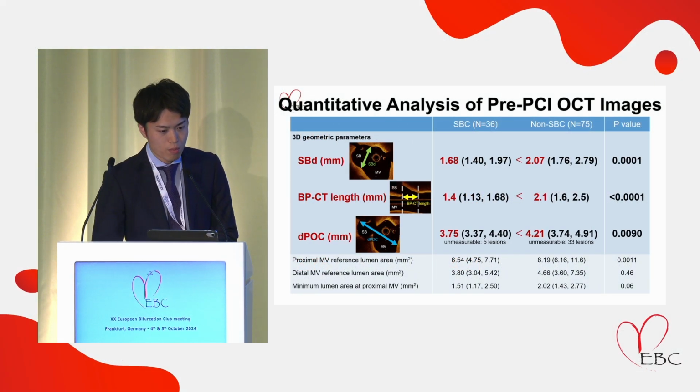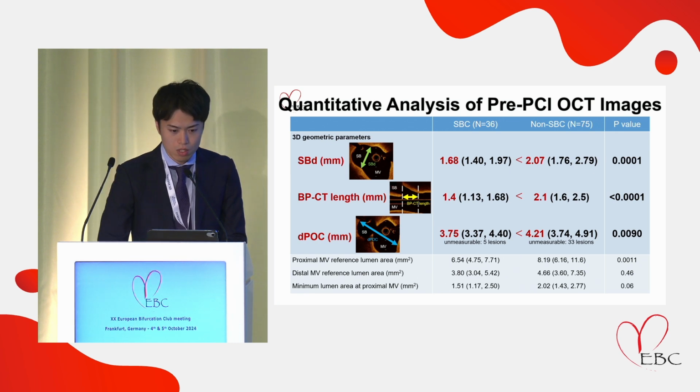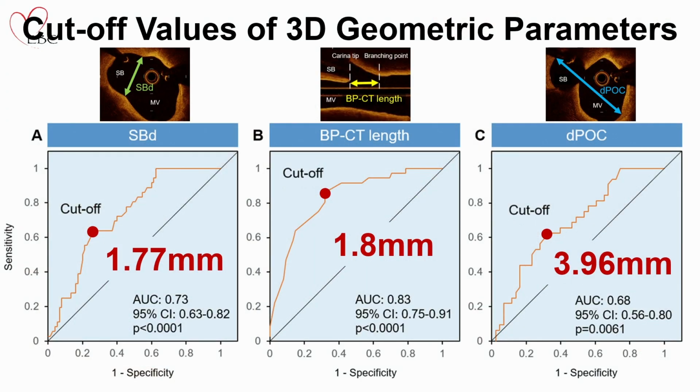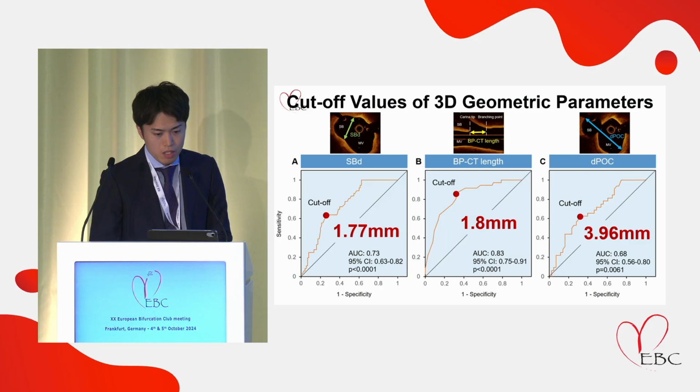Each of the 3D geometric parameters was significantly shorter in the SBC group than in the non-SBC group. As shown in these graphs, the cutoff values of 3D geometric parameters for predicting side branch compromise were determined using ROC curves. The cutoff values for side branch diameter was 1.77 mm, BPCT length was 1.8 mm, and DPOC was 3.96 mm.